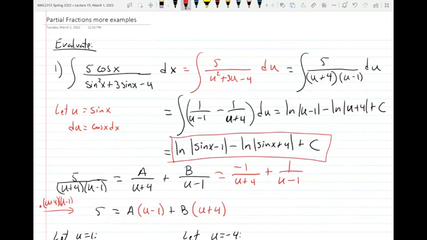All right. Questions? Just to be clear, if we were to combine it, it would be ln of sine of x minus 1 over sine of x plus 4. Yes. And then the absolute value has to stay there.